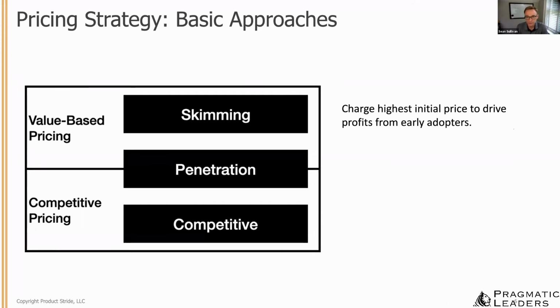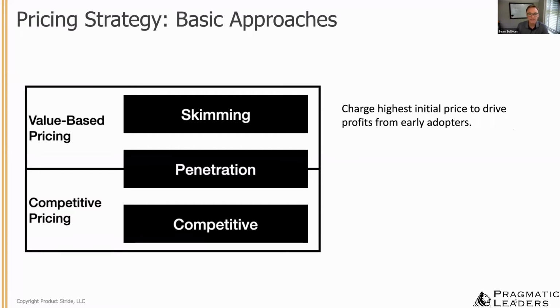Apple is famous for doing a skimming pricing strategy when they bring a product to market, like the iPhone. They're charging a huge premium, and then over time, they're going to decrease that price as time goes on, especially as they introduce new versions of it.